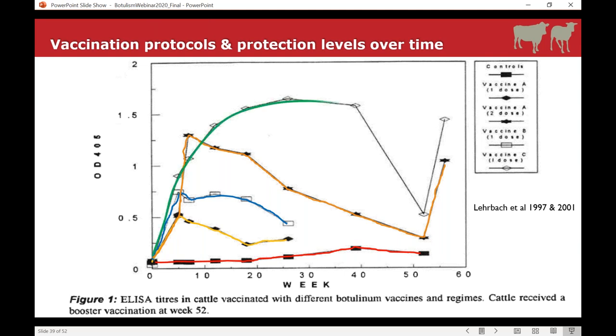And then if we use a vaccine that contains water and oil emulsion, which in this case was Singvac 1, we can see that we not only achieved extremely high vaccine titers, but they could last right through until an annual booster for that product a year later.